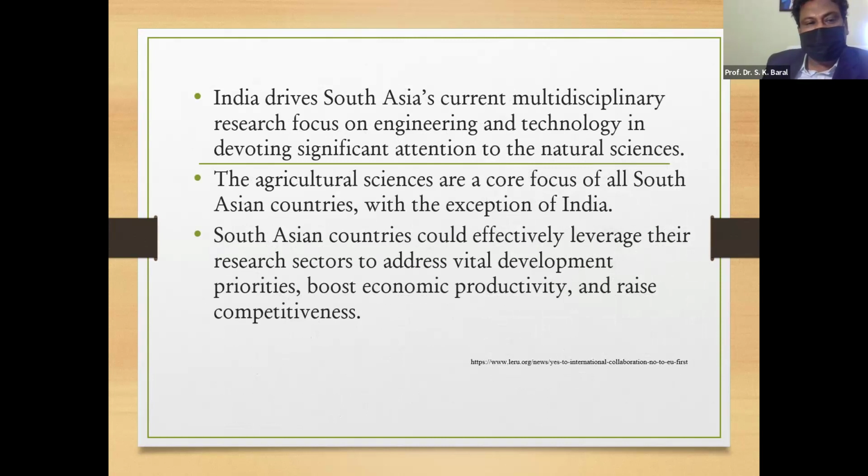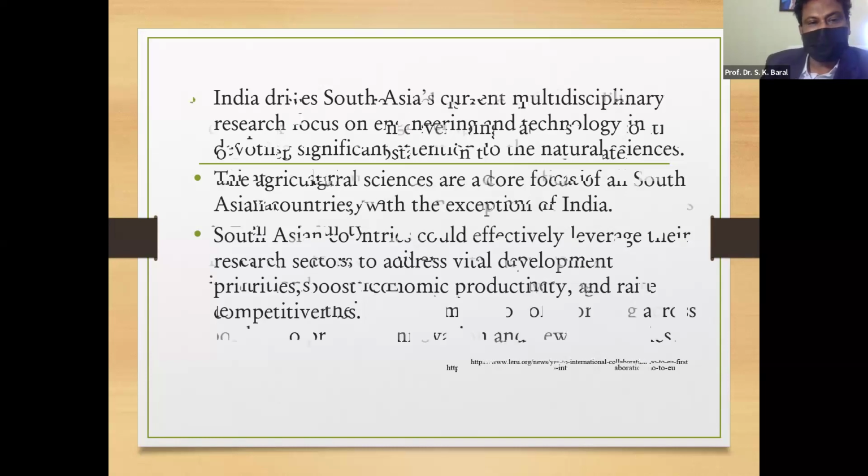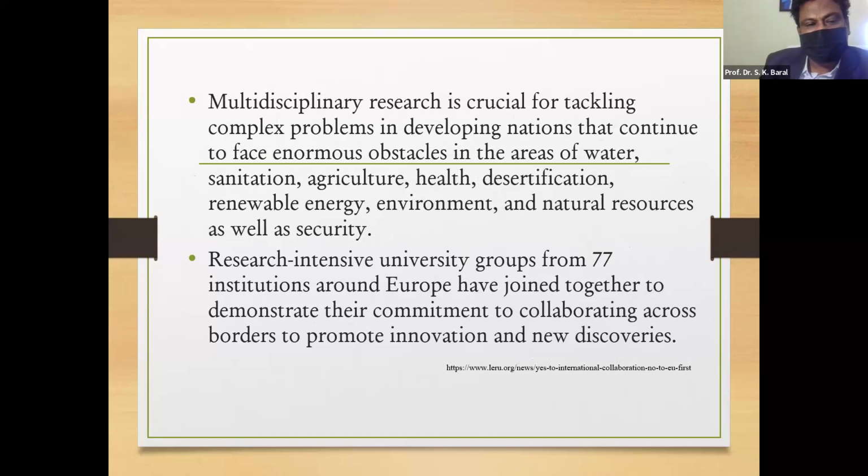And looking into the Indian context, India drives South Asia's current multidisciplinary research focus on engineering and technology, devoting significant attention to the natural sciences. The agricultural sciences are a core focus of all South Asian countries with the exception of India. South Asian countries could effectively leverage their research sector to address vital development priorities, boost economic productivity, and raise competitiveness.